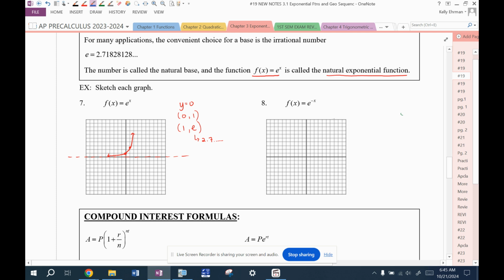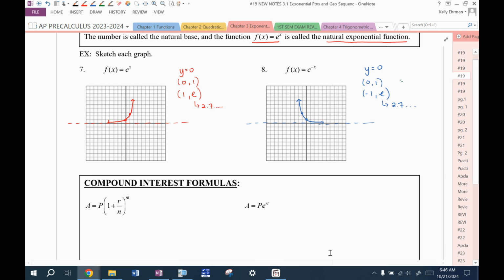If I want to graph e to the negative x, I still have a horizontal asymptote at y equals 0. Having a negative in the exponent, remember, that's just a y-axis reflection of this graph. So I'm just multiplying the x-coordinates by negative. I'm still going to have 0, 1, but instead of 1, e, I'm going to have negative 1, e, because that would be e to the positive first. And again, e is about 2.7, so negative 1, 2.7, and 0, 1. Again, this should just look like a y-axis reflection of the other graph. And that's all that I really need to sketch for these graphs.